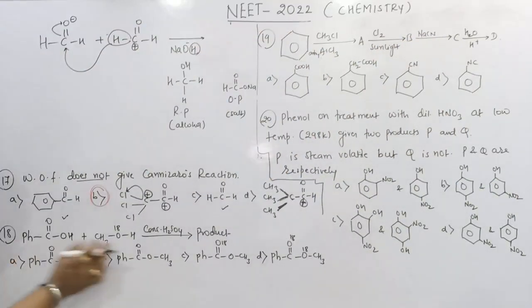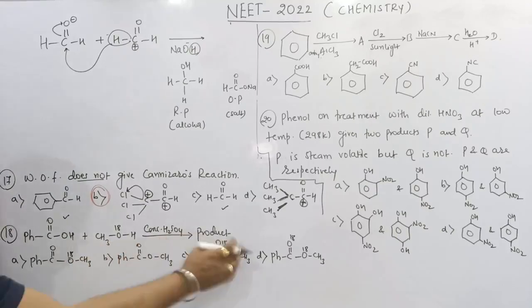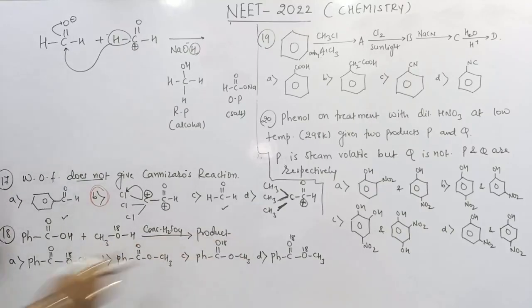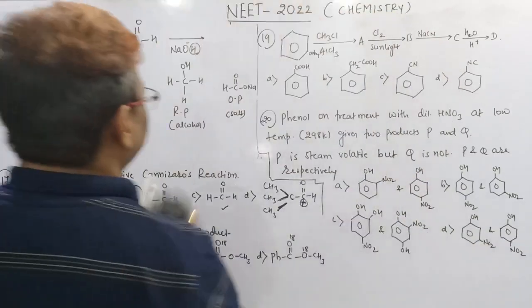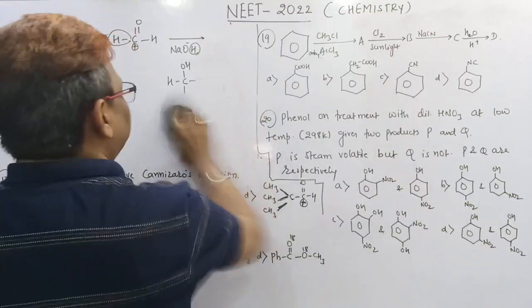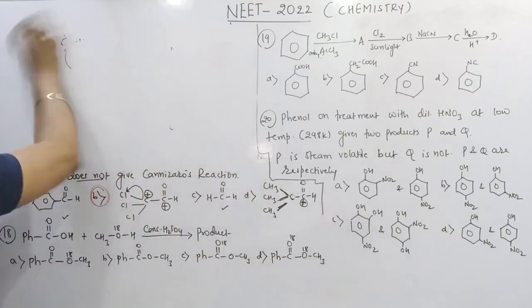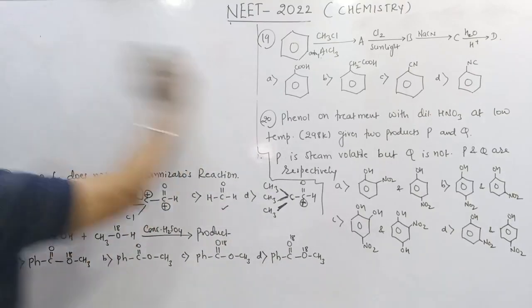Come to question number 18 now, beta. This is an acid and an alcohol with sulfuric acid. It gives rise to an ester. All are the esters beta. Among all these esters, which ester will be correct? That we have to see here. See beta, no need to go with this one. So alcohol and acid give rise to an ester.